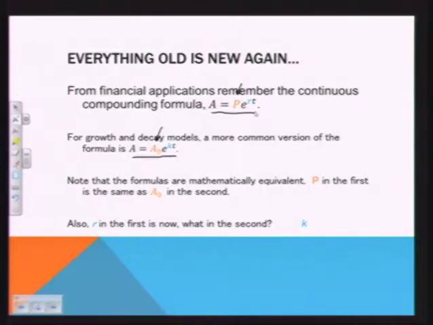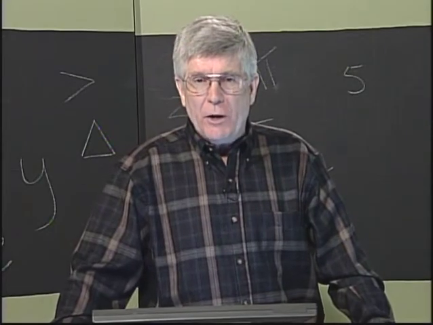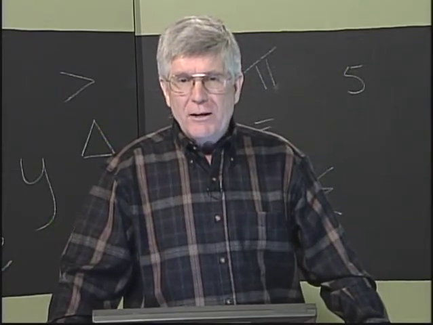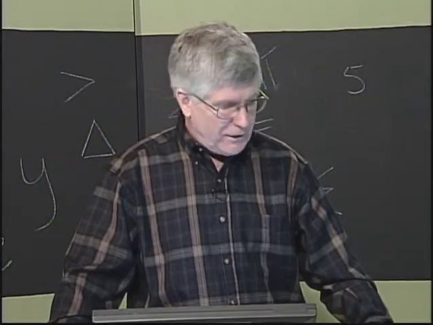And then we also notice that R in the PERT formula is now K in our exponential growth and decay formulas. And remember that R stood for the interest rate. It's how fast our money is growing. Well, if we look at K, that's going to be how fast a population is growing in case of population growth, or how fast a material is decaying in the case of radioactive decay. So let's take a look at how this works out in growth and decay.